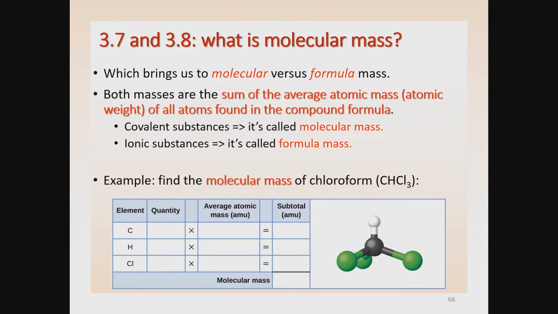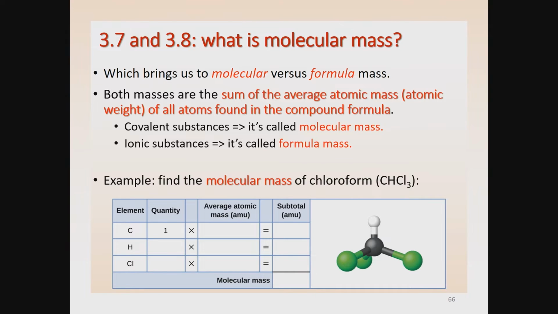The formula for chloroform is 1 carbon bound to 1 hydrogen with 3 chlorines attached. So it's not too difficult to do. For each element, you look up the average atomic mass in the periodic table, and you multiply it by the number of atoms of that element in the molecule, and you get the mass contributed by that element.